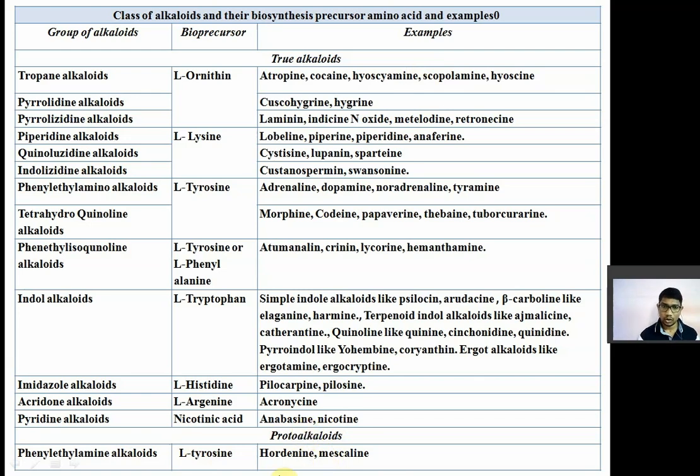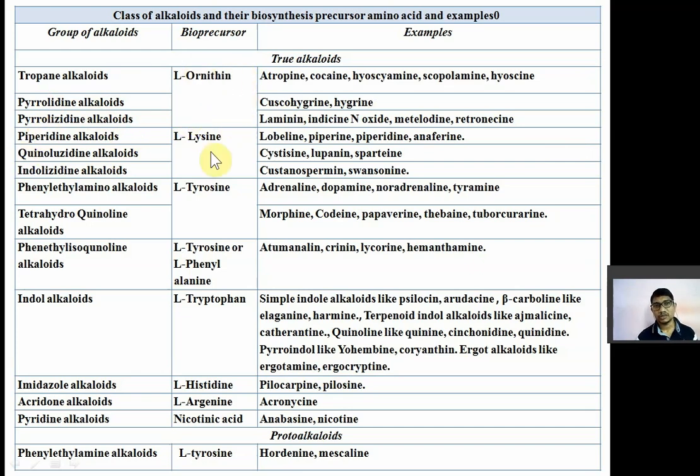For example, hordenine, mescaline, and ephedrine. They are synthesized from phenylethylamine. Now I would like to repeat it. Tropane alkaloids are biosynthesized from the amino acid ornithine. Pyrrolidine alkaloids are also biosynthesized from L-ornithine. Pyrrolizidine alkaloids are also synthesized from ornithine.